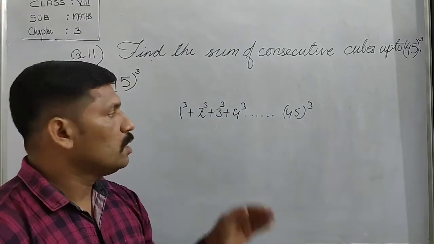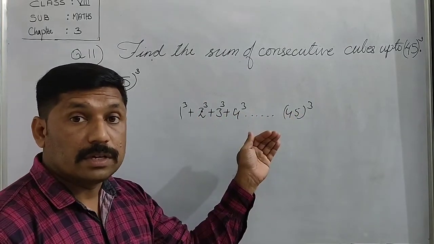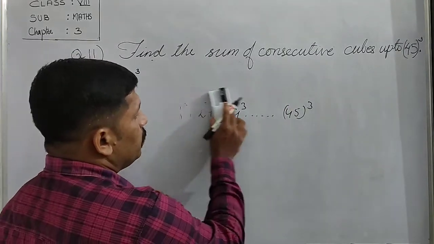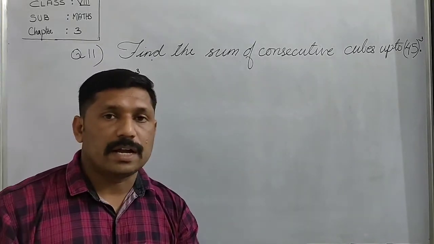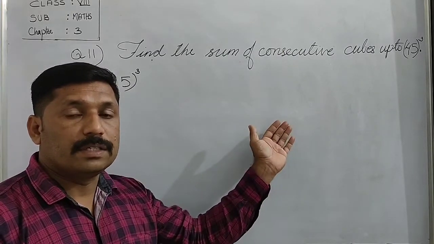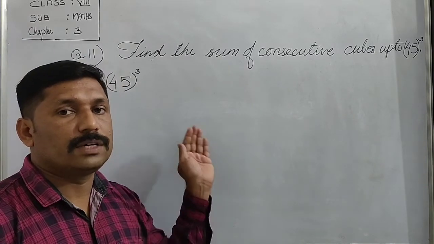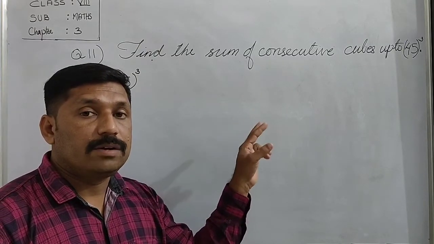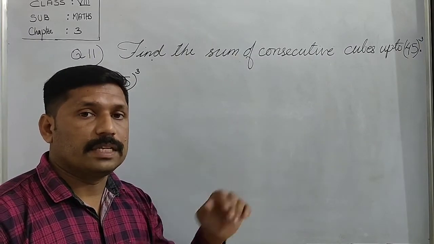So it is not possible to find the cube of all numbers from 1 to 45 and add the results. It is very difficult, lengthy and also time consuming. So for that we use a formula. The property is that the sum of the cubes of some continuous natural numbers will be equal to the square of their sum. Square of their sum. This is the property.